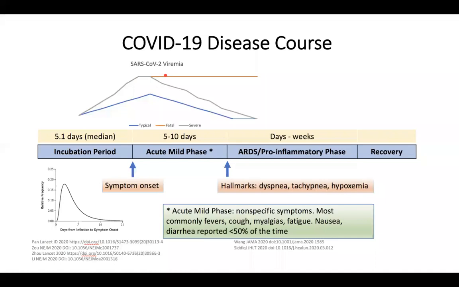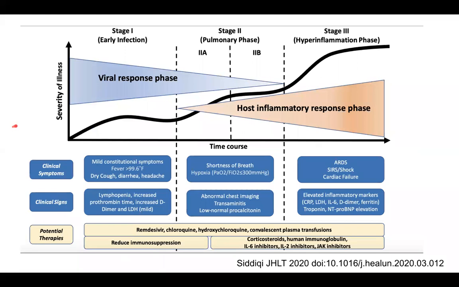Next slide, please. This is a great figure from a paper published last week in the Journal of Heart and Lung Transplantation that I think pretty much describes what we said in the last slide. In general, there's an early phase where typical symptoms are really those that you would expect from a viral illness.